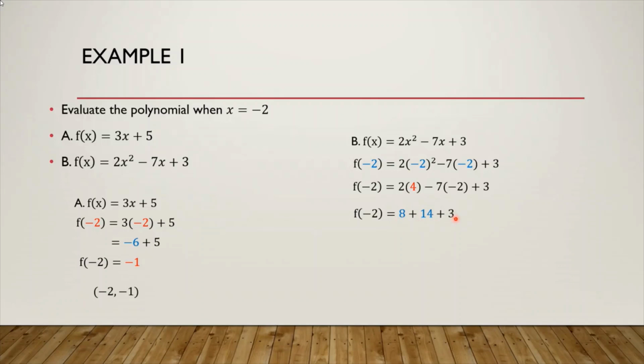Continue with order of operations. We did exponents, then we did multiplication from left to right. Now we're doing addition and subtraction from left to right. So it's 8 plus 14 plus 3, which gives us 25. So f of -2 equals 25, or you can write it as a point, -2 comma 25. So when they tell you to evaluate, all you're doing is substitution.